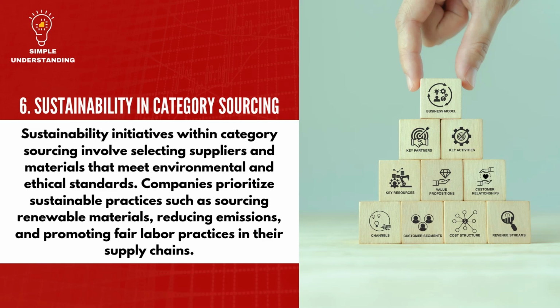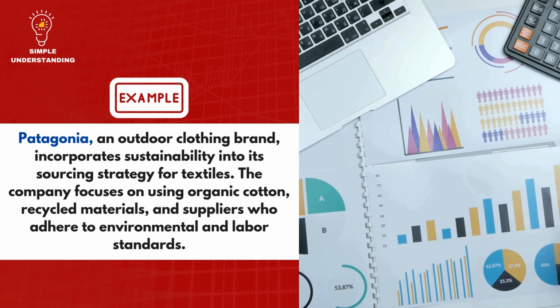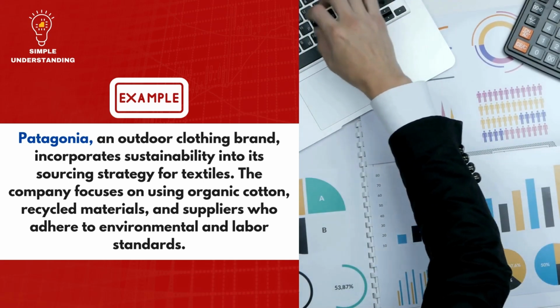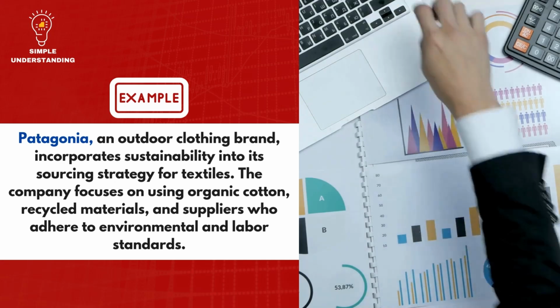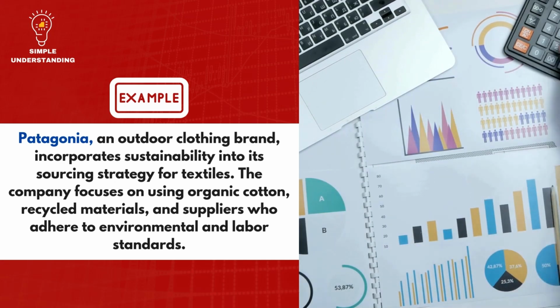Companies prioritize sustainable practices, such as sourcing renewable materials, reducing emissions, and promoting fair labor practices in their supply chains. Real company example: Patagonia, an outdoor clothing brand, incorporates sustainability into its sourcing strategy for textiles. The company focuses on using organic cotton, recycled materials, and suppliers who adhere to environmental and labor standards.